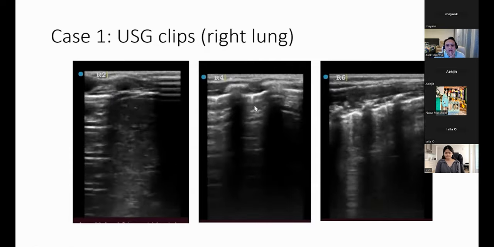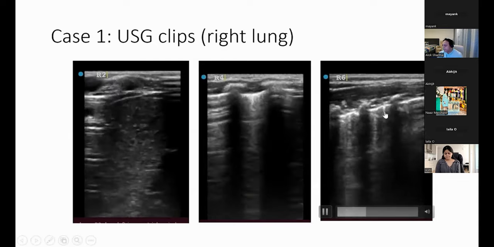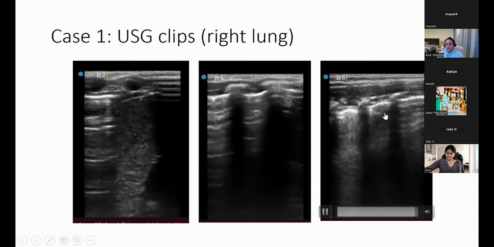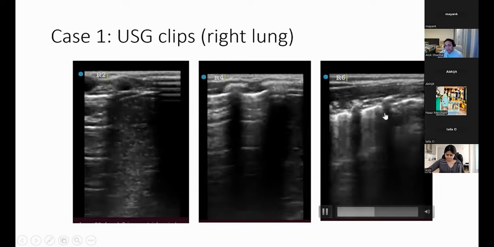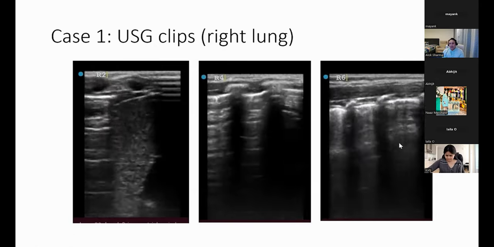But when you go to R6, which is the posterior part of the baby, you clearly see that because of the dependent nature of a baby, you've got B lines, which are the vertical lines that extend all the way down. The pleura looks a little bit irregular.